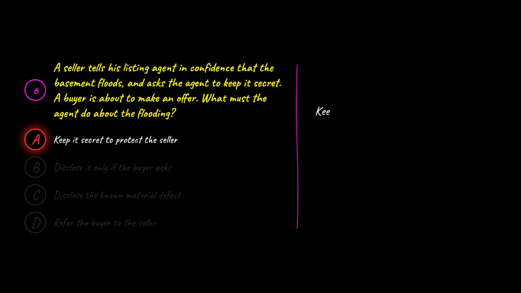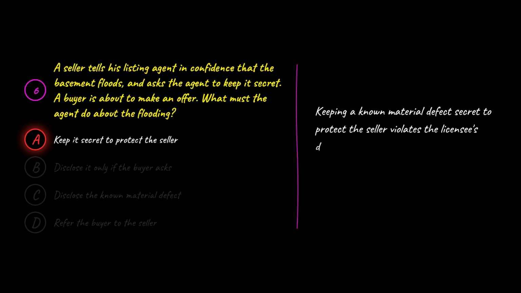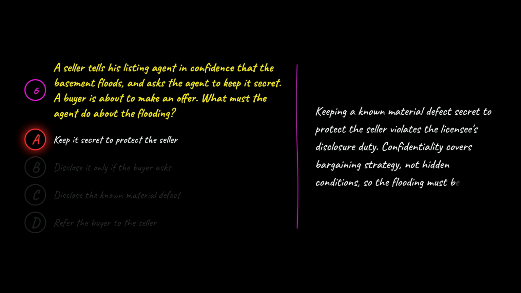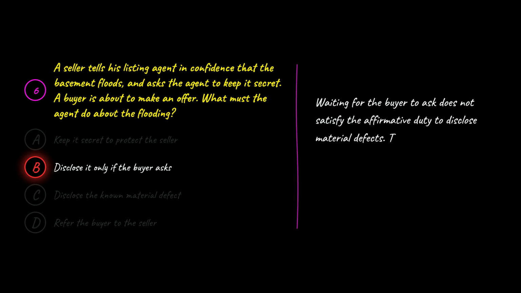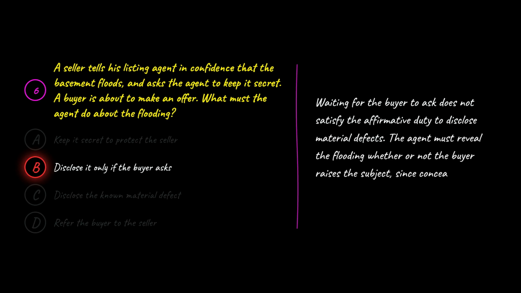A is wrong because keeping a known material defect secret to protect the seller violates the licensee's disclosure duty. Confidentiality covers bargaining strategy, not hidden conditions, so the flooding must be revealed despite the seller's wish. B is wrong because waiting for the buyer to ask does not satisfy the affirmative duty to disclose material defects. The agent must reveal the flooding whether or not the buyer raises the subject, since concealment would be deceptive.